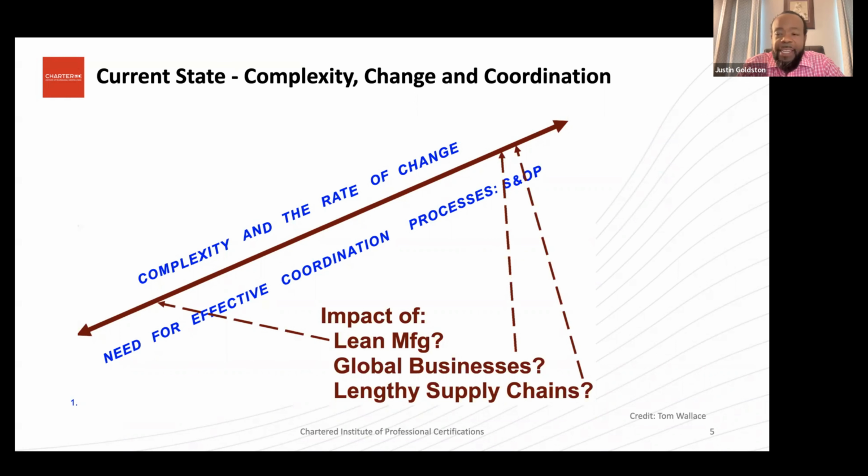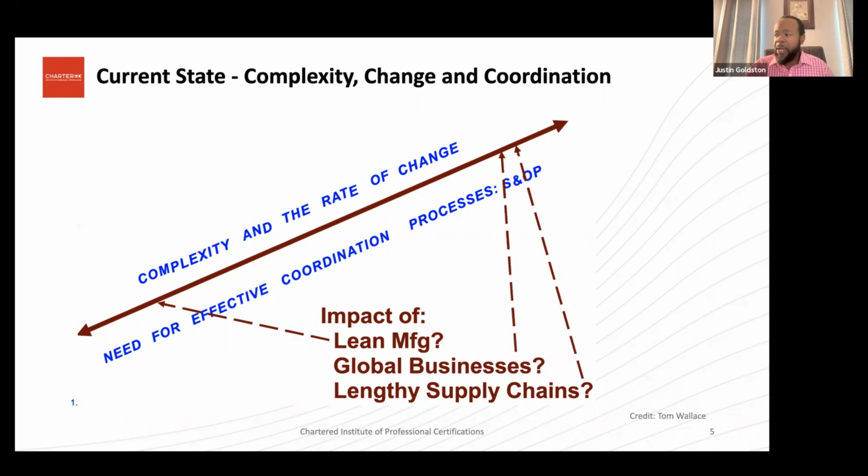As we can see with this caption here provided by Tom Wallace, there's going to be a number of references to Tom Wallace. A number of these slides were extracted from the writings of Tom Wallace, who is the pioneer of sales and operations planning, of S&OP.